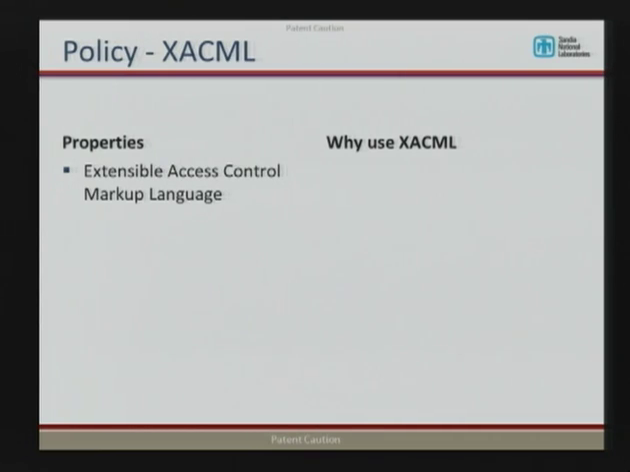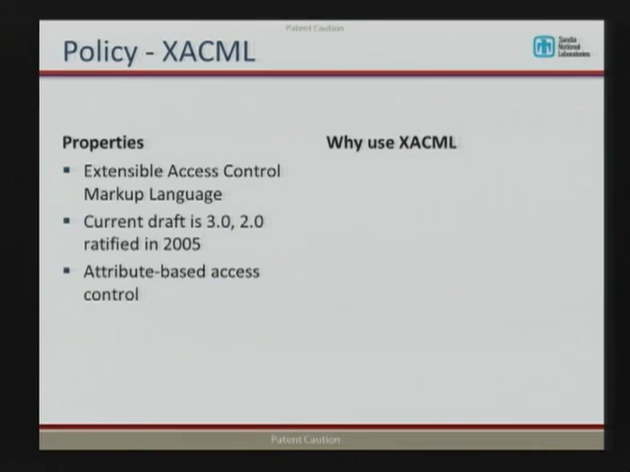So it's a somewhat newer model, within maybe 10 years, which is historic in computing terms. You have mandatory access control, discretionary access control, role-based access control, and XACML is attribute-based access control. So it's just a newer way people are doing access control. The current draft is at 3.0. As you can see, 2.0 was ratified in 2005. And Bank of America, PayPal, and Boeing, according to the XACML website, actually use XACML somewhere within their infrastructure.